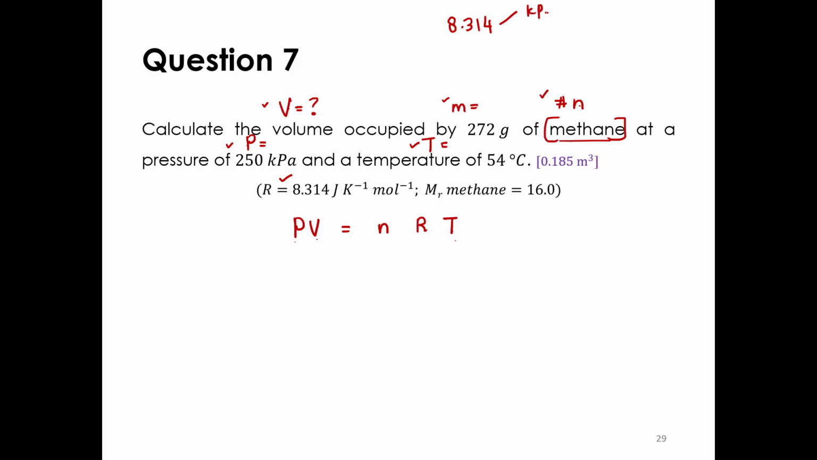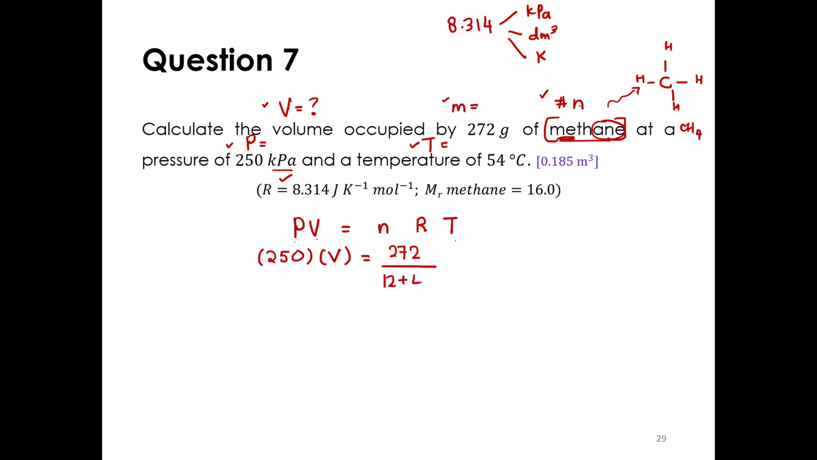As I mentioned, for R always double check: 8.314, I need it in kilopascal, decimeter cube, Kelvin. Pressure in kilopascal I can put in directly. Volume is what I need to find. The number of moles is mass over molar mass. Methane, as I mentioned during tutorial yesterday, has 1 carbon, an alkane, fully bonded, so it will be CH4. For those of you who don't memorize the formula, this is how you can at least know.